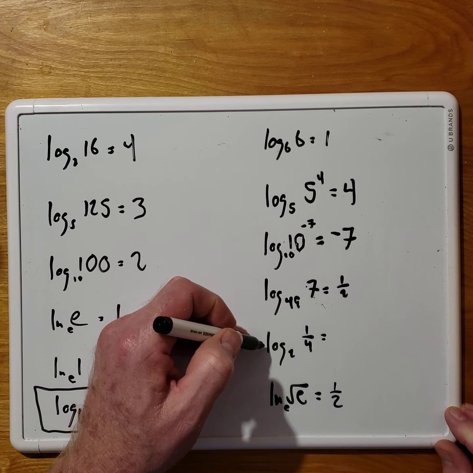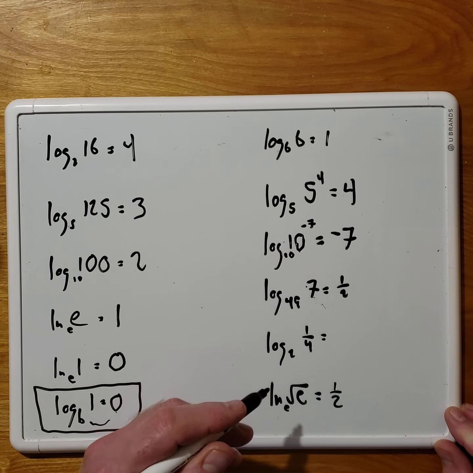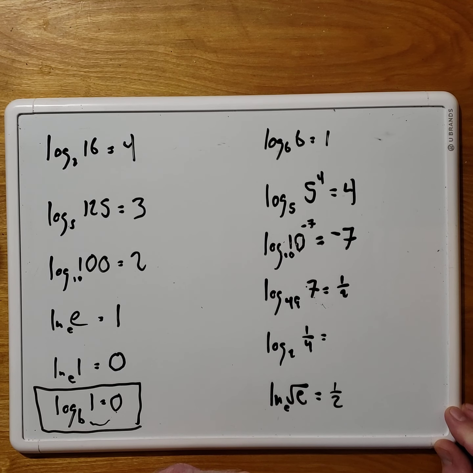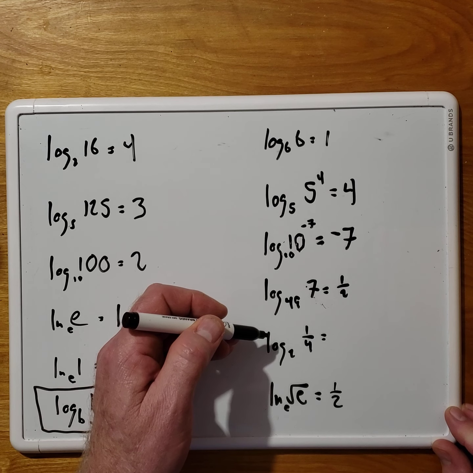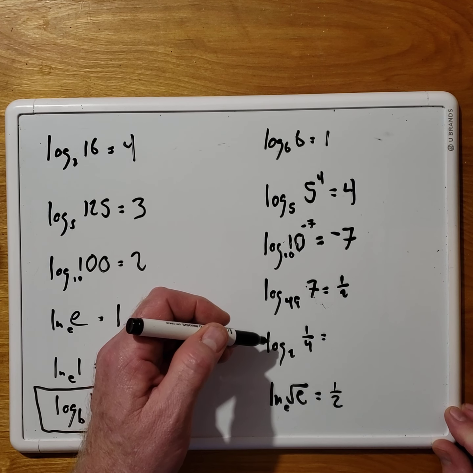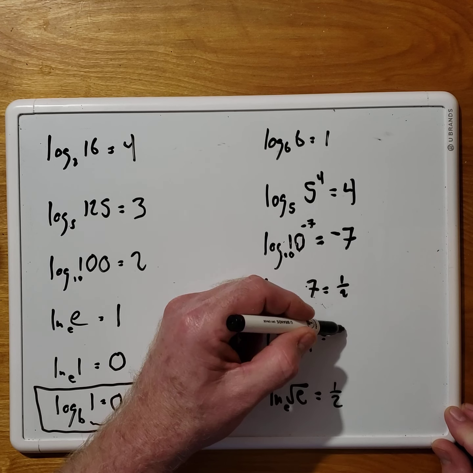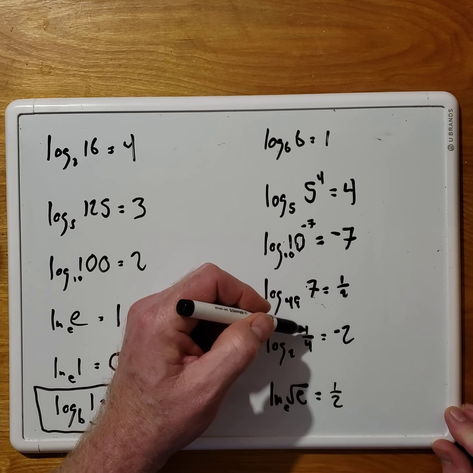And the last special case here, log base 2 of 1/4. Now log base 2 of 4, you know, would be 2 because 2 squared is 4. But this 4 is in the denominator. And hopefully you remember what sends something to the denominator when we're talking about exponents. That would be a negative. So negative 2. 2 to the negative 2 power is 1/4.